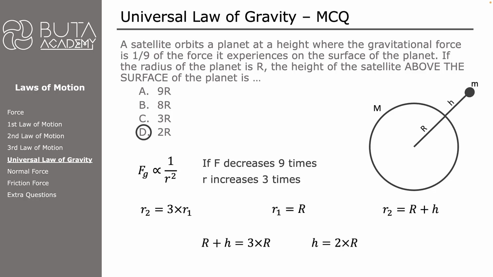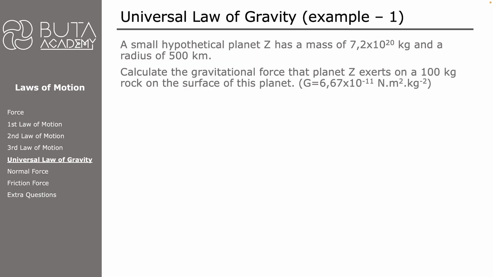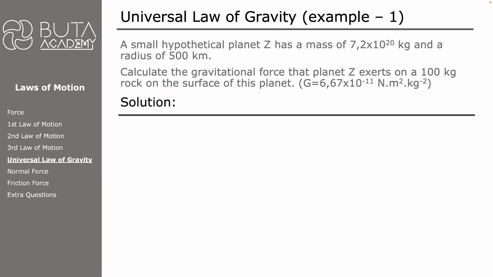Let's see some more examples. We are asked to calculate the gravitational force applied on a 100 kg object by a hypothetical planet Z. The mass of the planet is 7.2 times 10 to the power 20 kilograms, and the radius of the planet is 500 kilometers. Solutions for physics questions involving calculations must consist of 3 steps, as mark allocations are done accordingly.